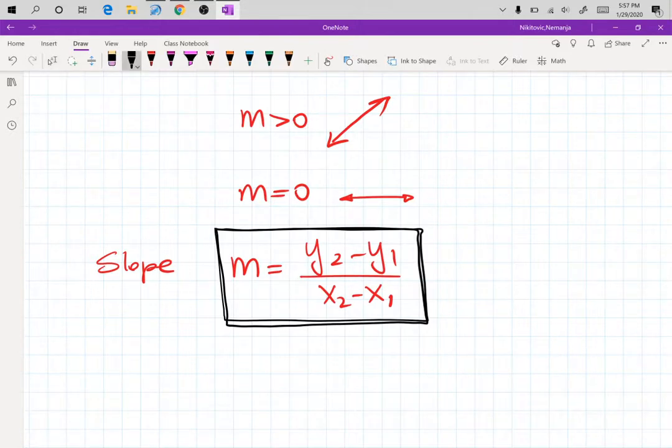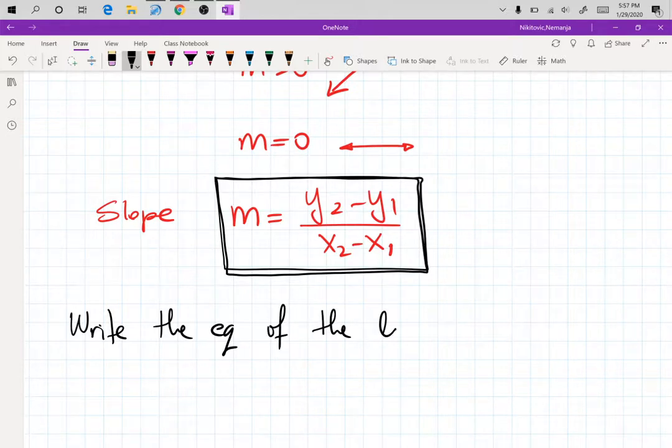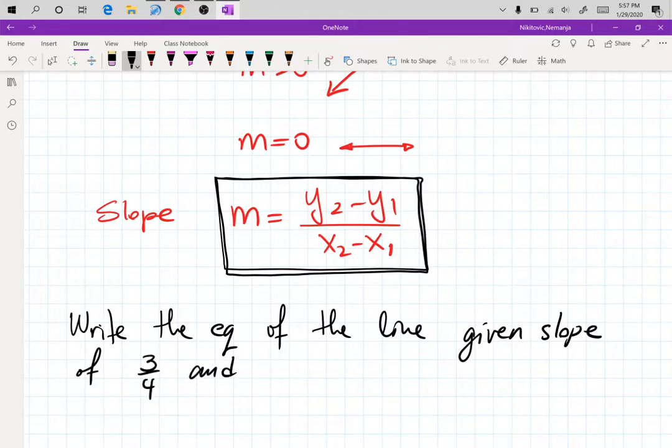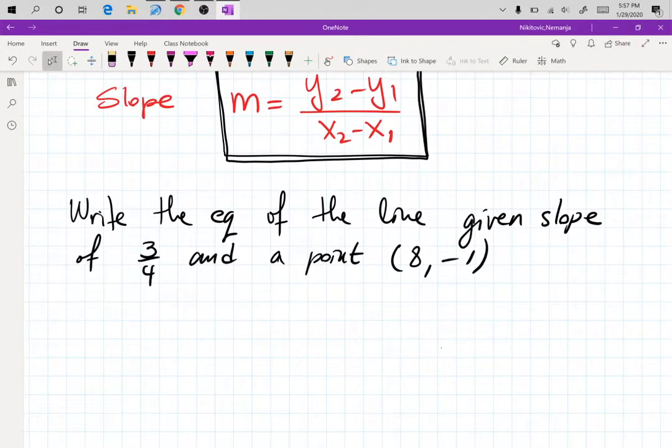Let's see if you remember two problems to write the equation of the line. First problem says, write the, this is still review, equation of the line given slope of 3/4 and a point, let's say 8 and negative 1, whatever. Does anyone remember how to deal with this?